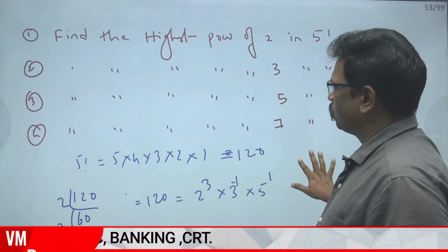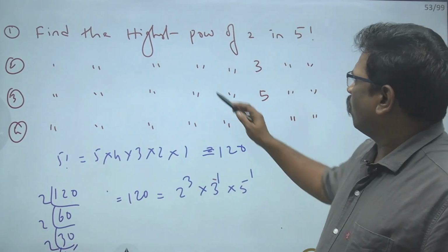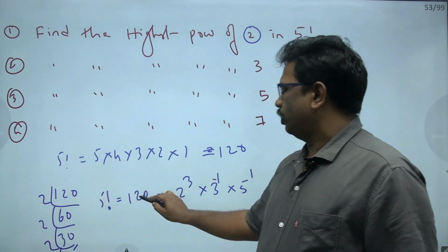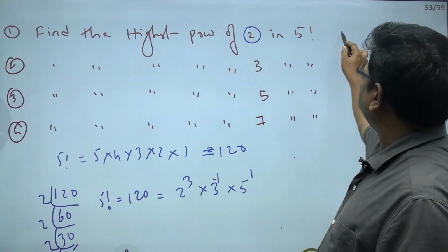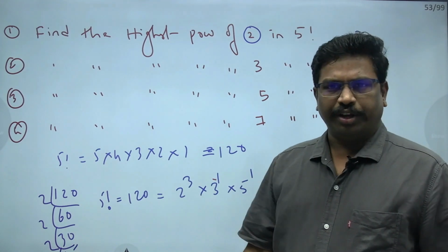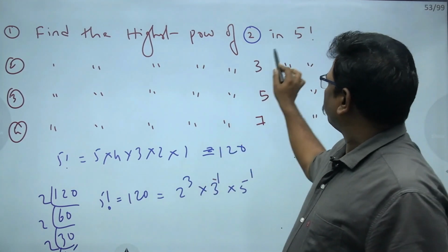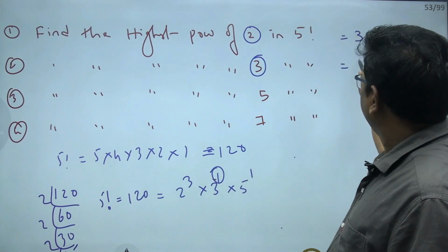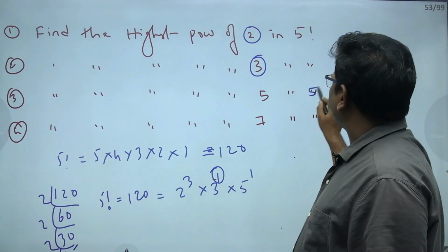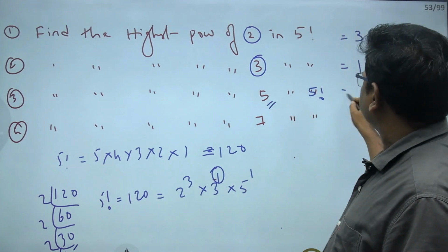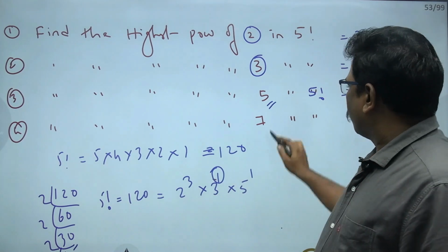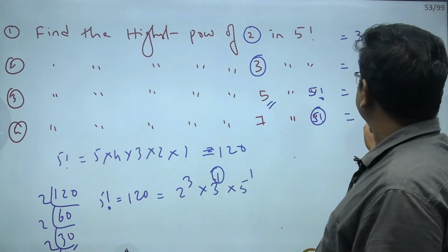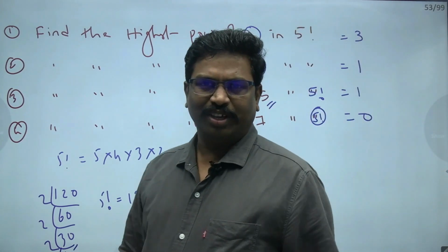So now the question I'll ask you, observe. What is the highest power of 2 in 5 factorial? 5 factorial means 120. In that, the highest power of 2 is 3. Next, the highest power of 3 in 5 factorial is 1. In 5 factorial, what is the highest power of 5? That is 1. Highest power of 7: there is no 7 here in 5 factorial. So 0. Clear? Yes or no?